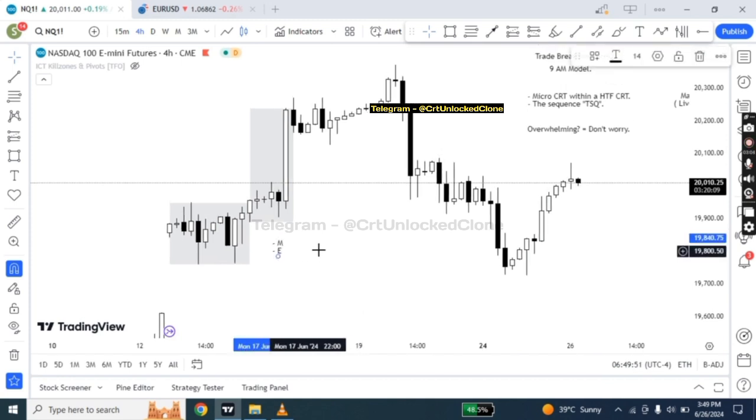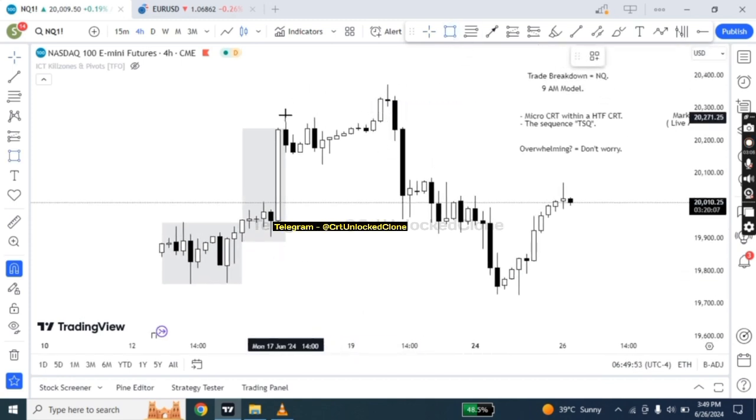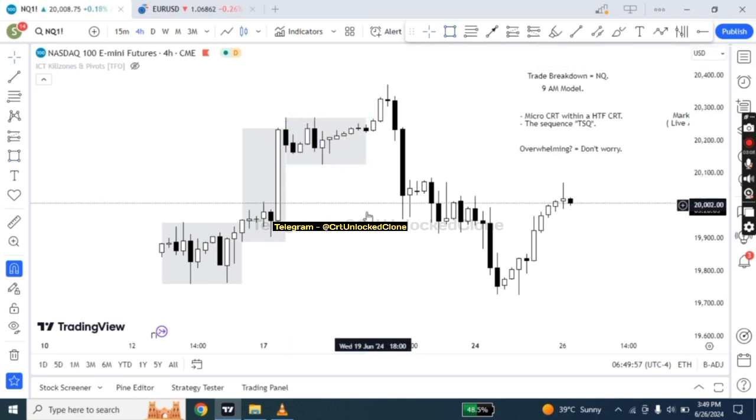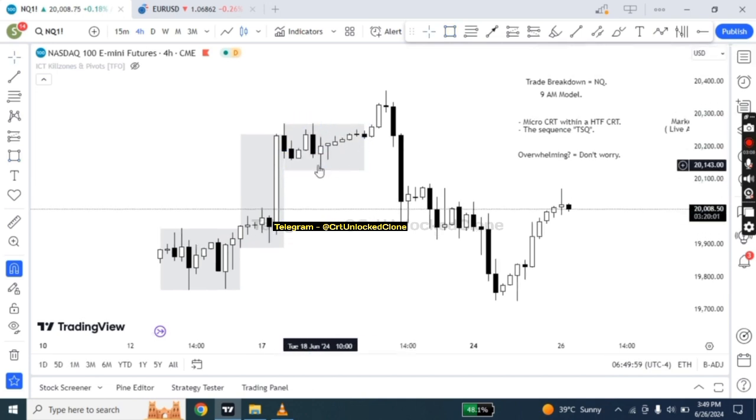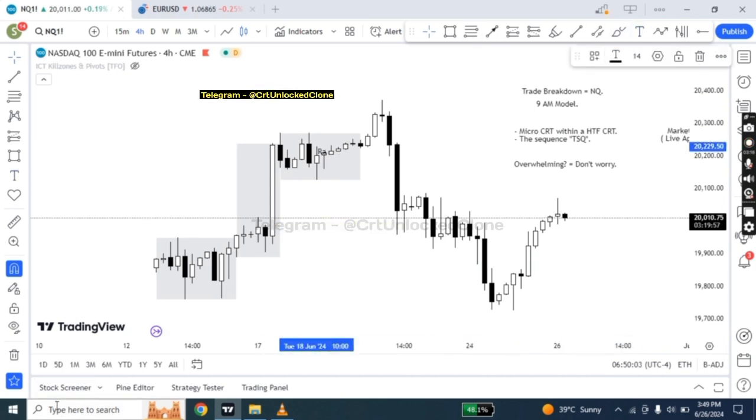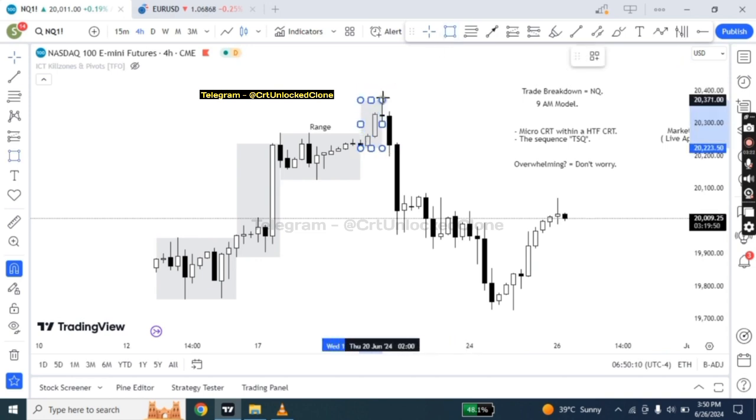Then after an expansion occurs, we can only have three possible outcomes: either a range, a retracement, or a reversal. In this case we got this range right here. Let me write it down here. Now after a range, again using the same logic, we can only have two profiles. We can either have a manipulation profile or an expansion profile.